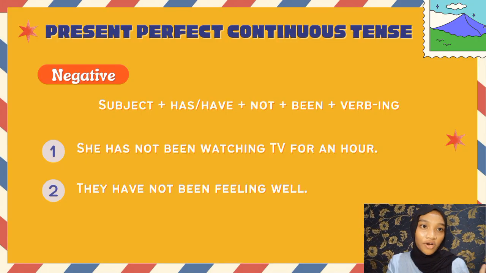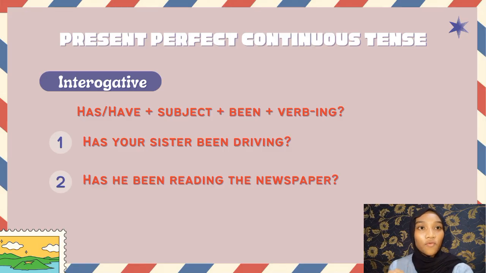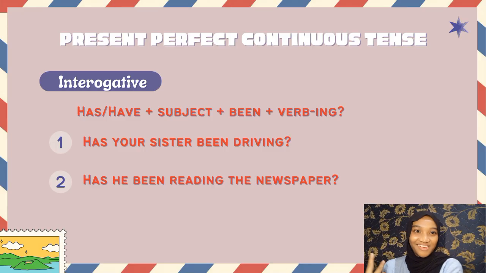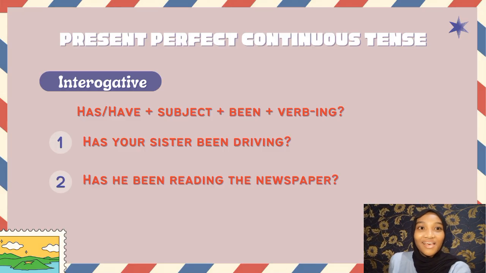For the negative forms, the formula is subject, have or has, not, been, and verb ing. For the example, they have not been feeling well. And for interrogative forms, the formula is have or has, subject, been, and verb ing. For the example, has he been reading the newspaper?